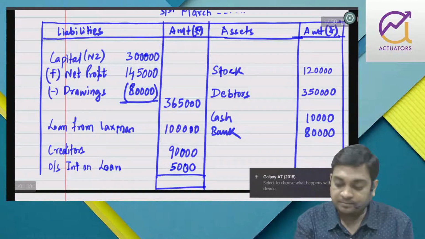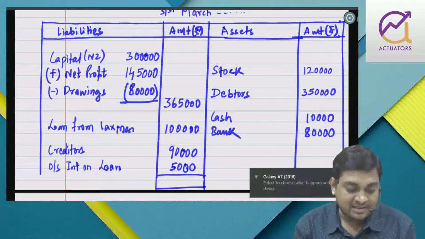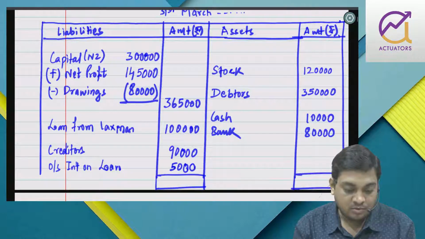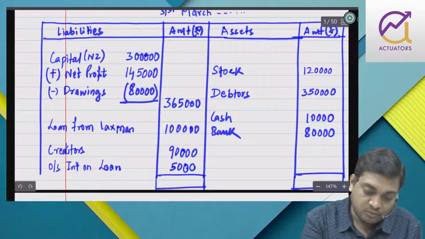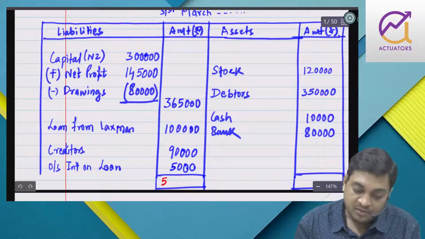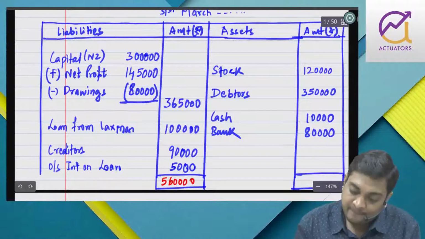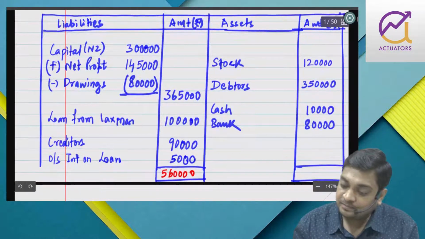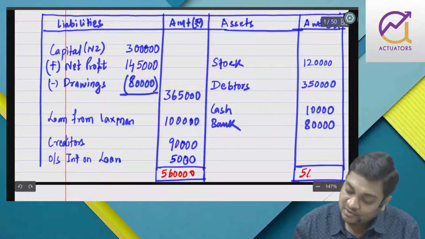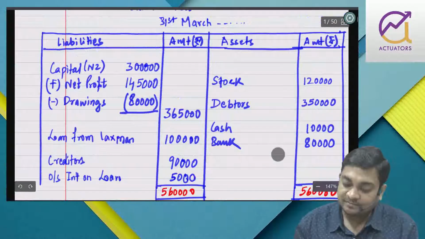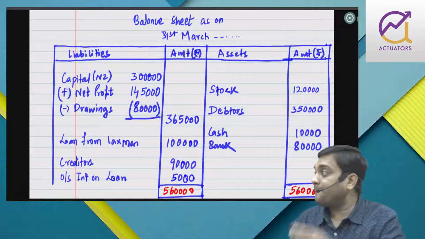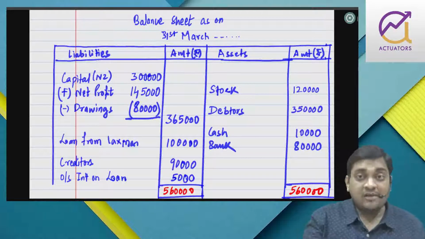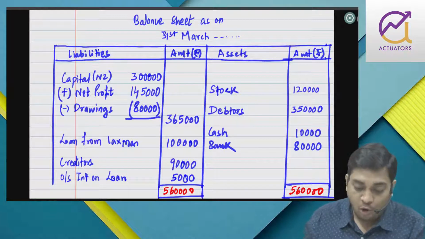Just take the total. So it is 3 lakh 65 plus 1 lakh plus 90,000 plus 5,000. So that comes to 5 lakh 60,000, and this is 470, 480. This is also 5 lakh 60,000, right? So this problem has been successfully completed. I hope you have understood, but if you do more problems, practice more, automatically you will get the grip.